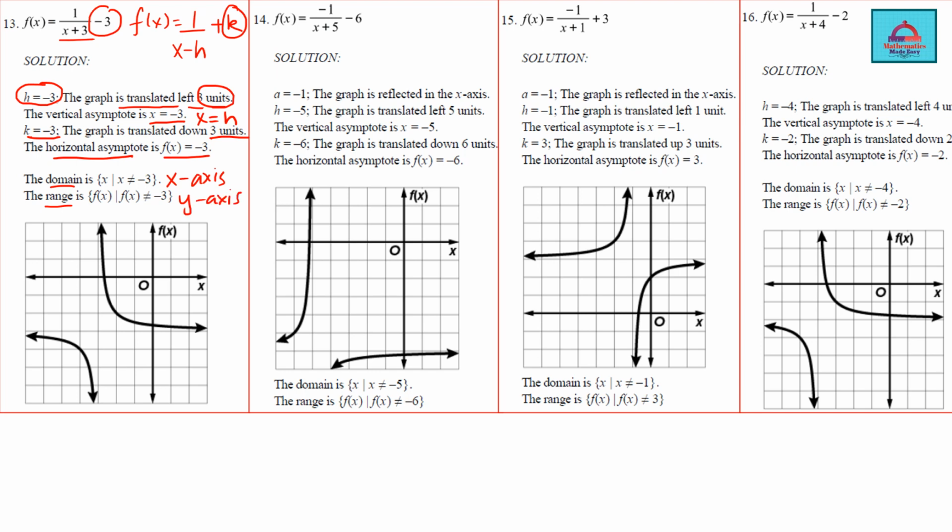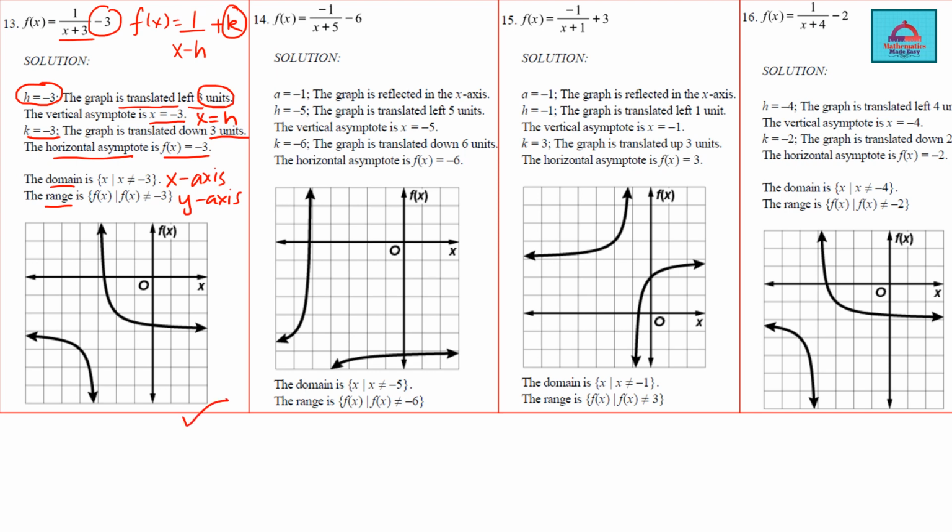So this is your graph of the function y = 1/x, and we have done the translation: we have moved the graph left by 3 units and translated it down by 3 units. So this is the graph that you get.